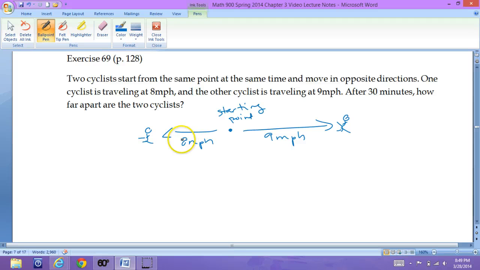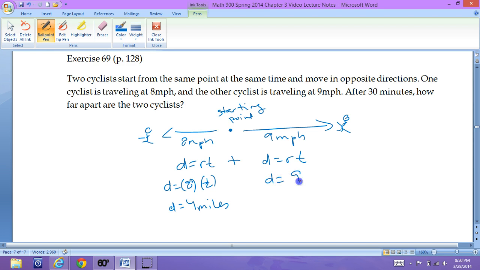After 30 minutes, how far apart are the two cyclists? This actually requires the D equals RT formula twice. We need to find the distance that this guy traveled and add it to the distance that this guy traveled. So this guy went 8 miles an hour for 30 minutes. So we're talking about a half an hour again. So this guy went 4 miles. This guy went 9 miles per hour times a half.